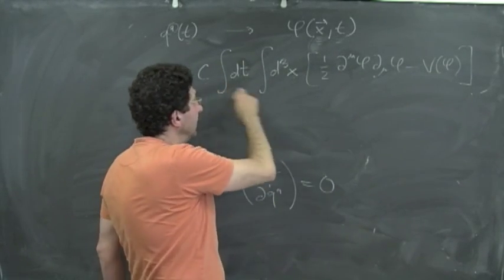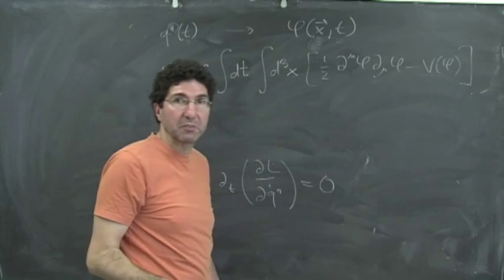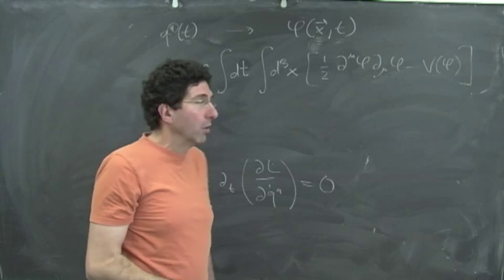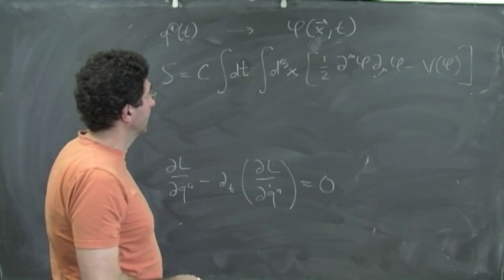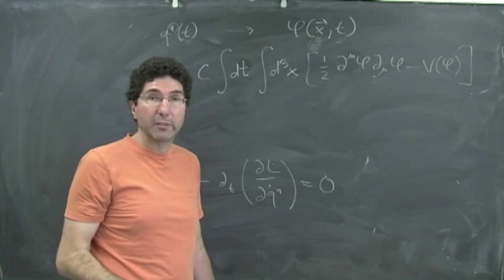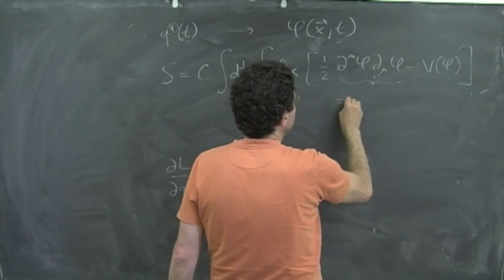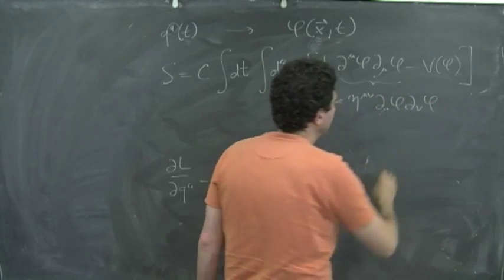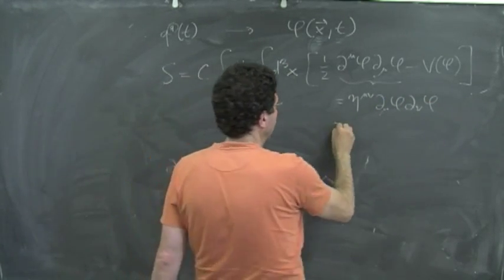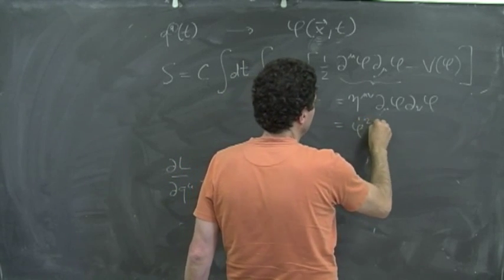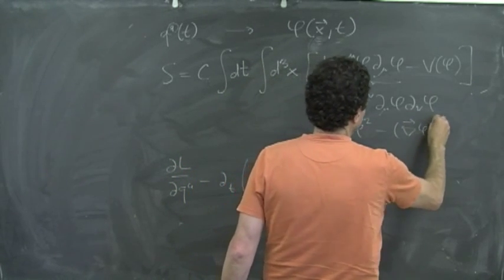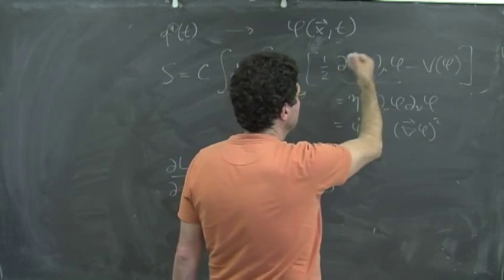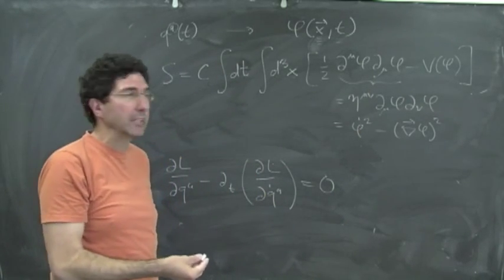So you can think of c as being the coefficient of this term, if you like, but I'm just having this arbitrary constant c out front. Now one thing you can notice about the way I've written this is that it looks Lorentz invariant. This thing up here is eta mu nu d mu phi d nu phi, which is actually phi dot squared minus grad phi squared. But I've written it in this nice index notation, so it looks Lorentz invariant.